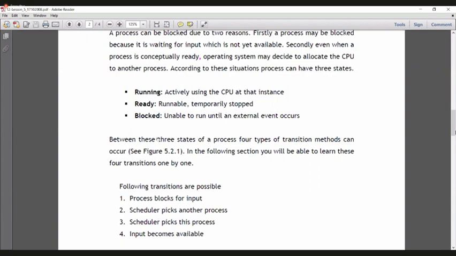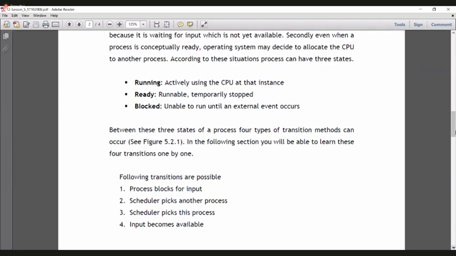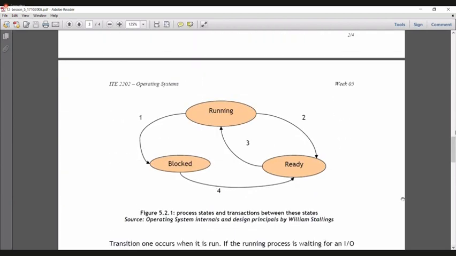So between these 3 states, running, ready, and blocked, how many transitions can you define? 4 types of transitions can occur, like in this diagram. So how many transitions? 1, 2, 3, and 4. So you have 4 transitions.